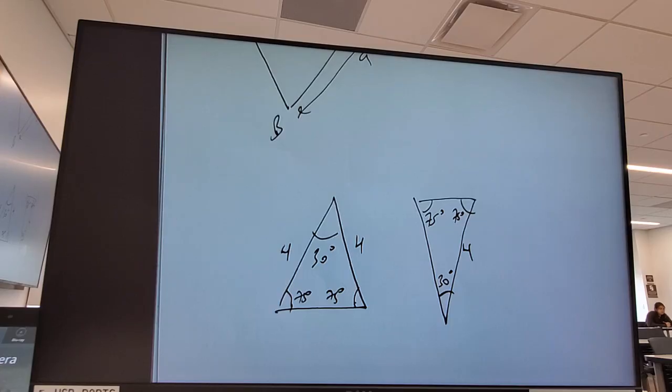I didn't know that was allowed, to assume it was an isosceles. No, we're not assuming anything. Well, I know this one's isosceles because these two are the same. Oh, okay. In which case, if that's 30, these have to add up to be 150, and they have to be the same, so they have to be 75. So they must be 75. I'm not assuming anything.